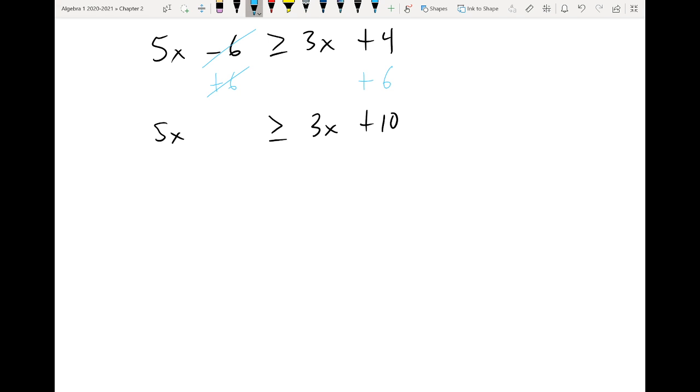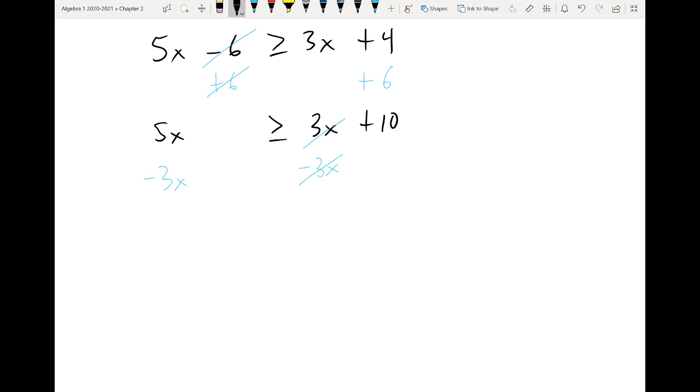My next step, I'm going to subtract a 3x from both sides, okay? So gathering all my x's on the left, I'm going to cancel out the x on the right. And of course, you could do it the other way, right? We could actually gather all of our x's on the right, but I just chose to do it on the left. And if we do it correct, we're going to get the same answer in both cases.